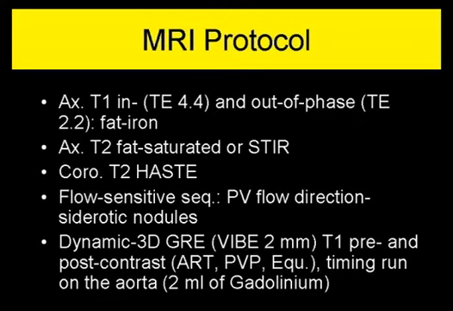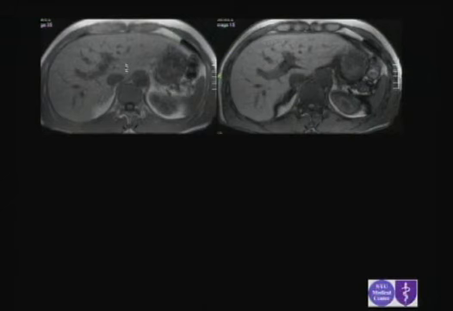And then we'll finish by using the dynamic 3D T1 gradient echo sequence, which is called VIBE on the Siemens systems or LAVA on GE. We use a very thin section, 2 millimeters, and we run this at least 4 times: pre-contrast, arterial phase, portovenous phase at 60 seconds, and then at 2 or 3 minutes. We use a timing run on the aorta using 2 cc's of contrast, and the timing is really essential to detect HCC.